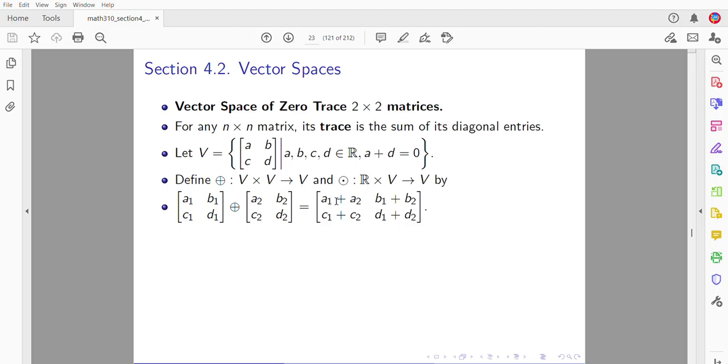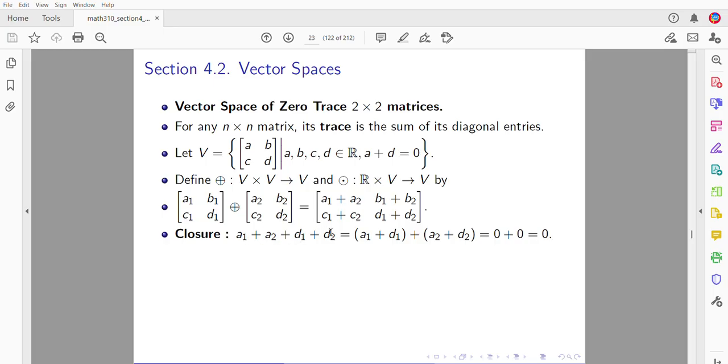Okay? Now, how is it closed? Is it closed? So you see we have an unusual set. Now, A1 plus D1 is 0. A2 plus D2 is 0 because they are from V. What about A1 plus A2 plus D1 plus D2? A1 plus A2 plus D1 plus D2.